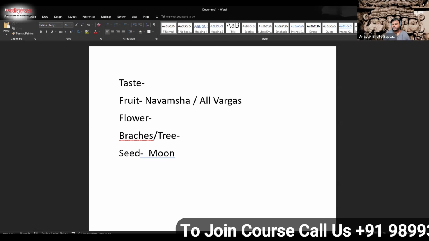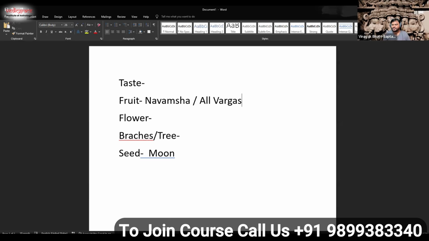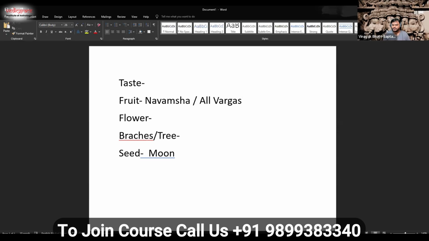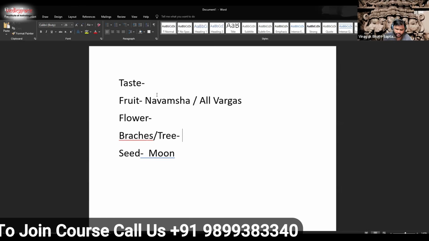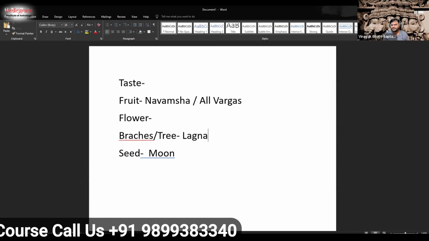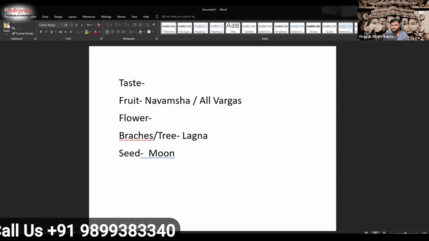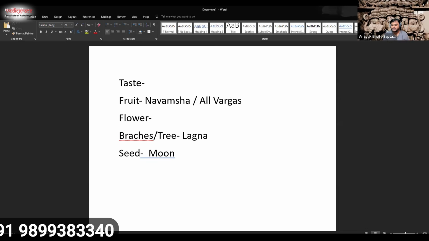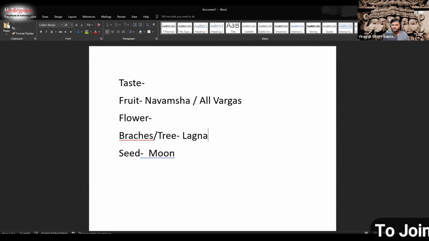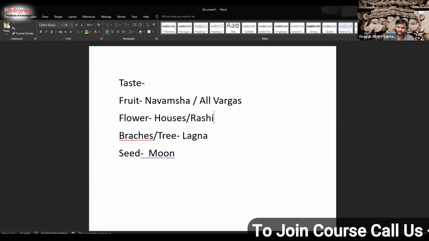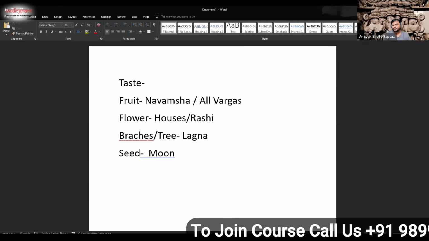All Vargas are fruit. What is the branch and tree? What is the tree? The tree is your lagna. Simple. And again, that physical existence is the tree, no? Branch, trunk, leaves, the nourishment from the leaves, everything is happening in the lagna. What is the flower? The flower is the houses or Rashi. And what is the taste? Result.